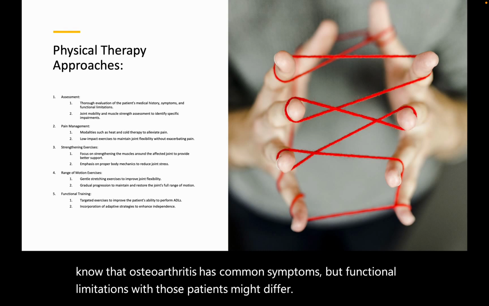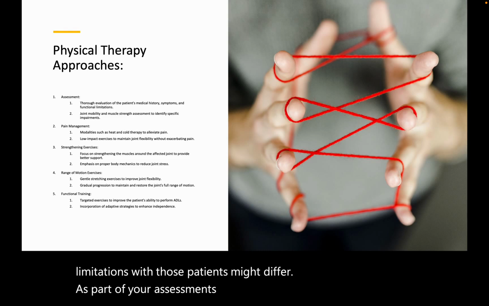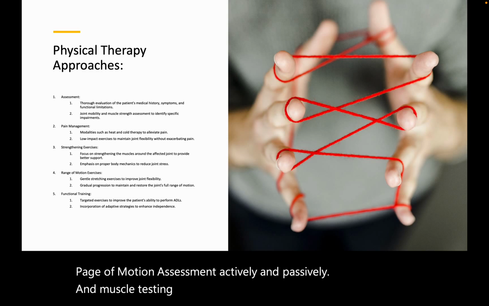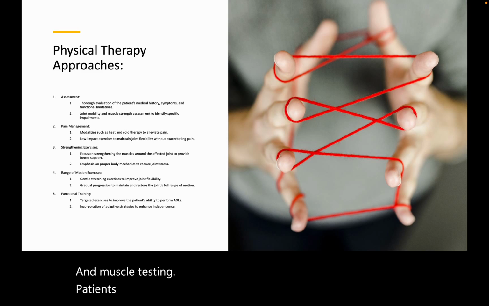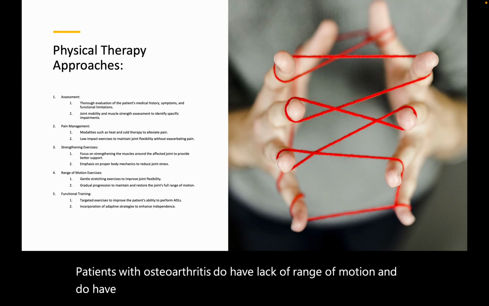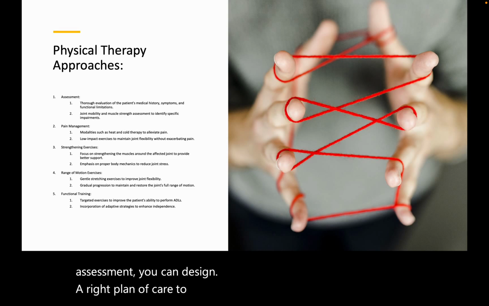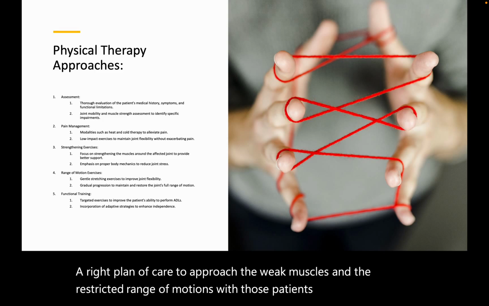As part of your assessments with the patients, you need to include range of motion assessment, actively and passively, and muscle testing. Patients with osteoarthritis do have a lack of range of motion and do have weakness. So based on your findings in your assessment, you can design the right plan of care to approach the weak muscles and the restricted range of motion with those patients.